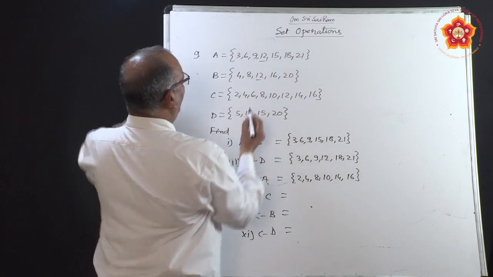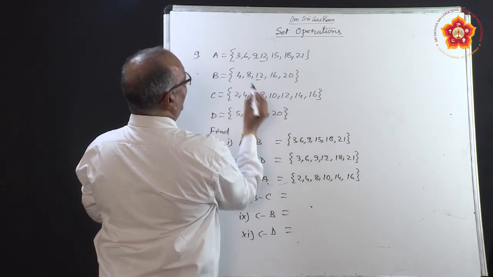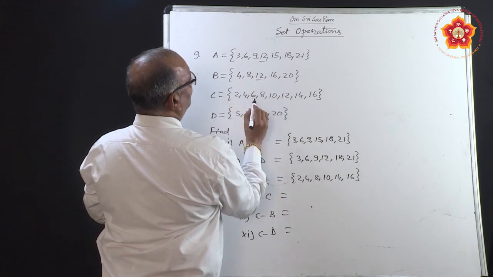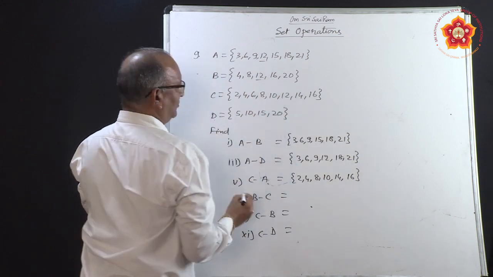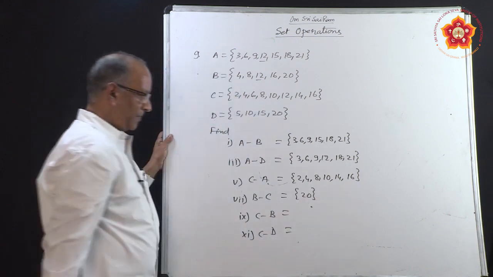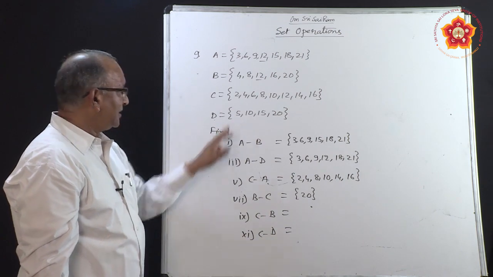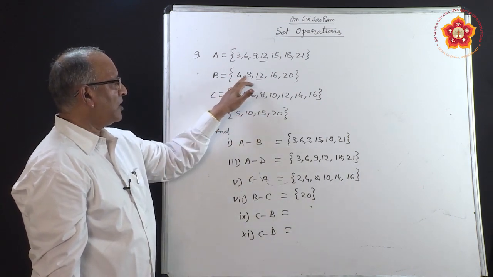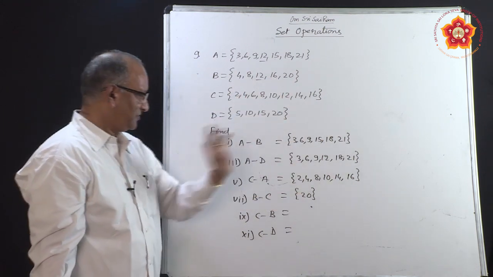So here we have 4. Here also we have 4, so we cannot take. Here we have 8, here also we have 8. Here we have 12, here also we have got 12. Here we have got 16, here also we have got 16. 20 is the only element. From the set B, if you are removing the elements of C, from B if you are subtracting C, so 4 is gone, 8 is gone, 12 is gone, 16 is gone. The only element left is 20.